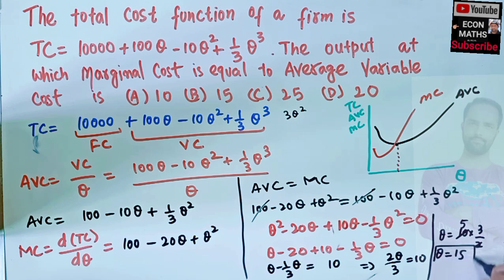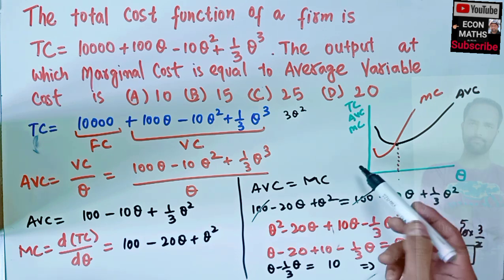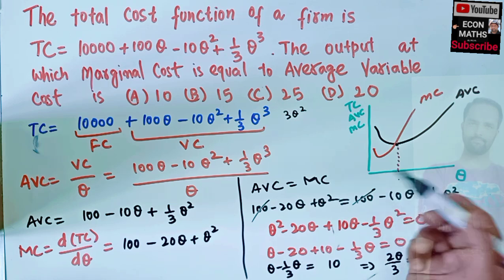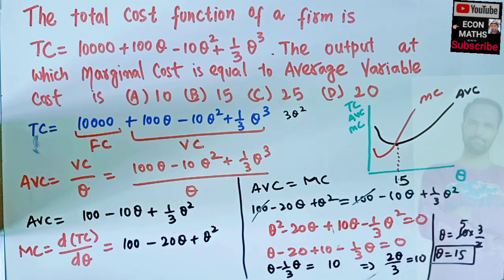Sorry for the mess here, otherwise it was very simple. So our output level where average variable cost and marginal cost are equal will be 15. This is how you solve this kind of question.